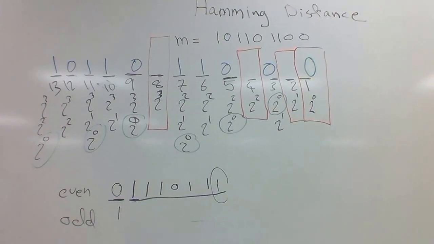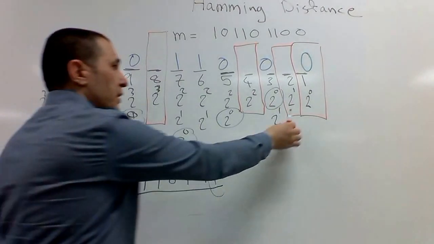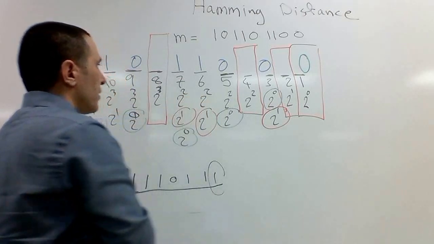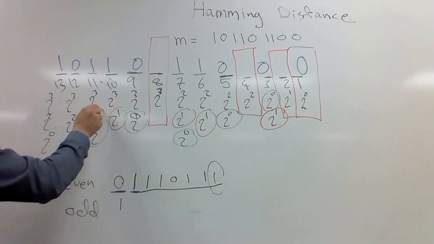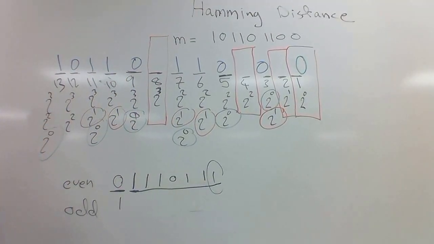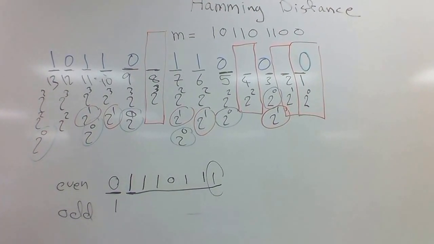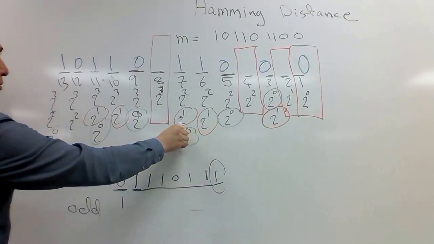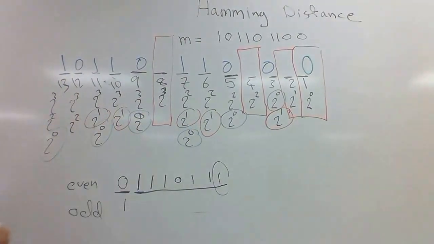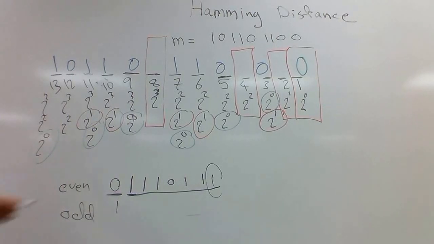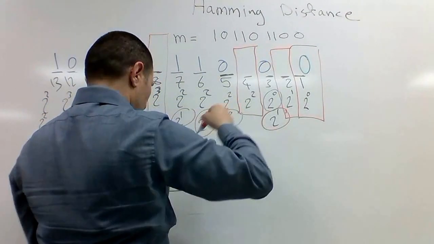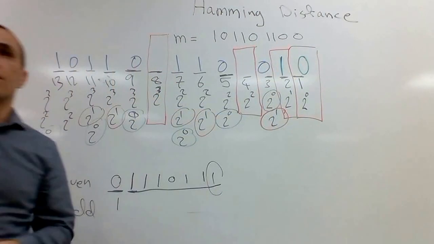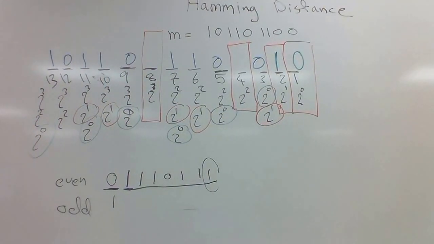Now 2 to the power 1. The next one, I pick every number that has a 2 to the power 1. Just those. 0, 1, 2, 3, 4. I have 4 ones and I'm using odd, so I'll add a 1 to make it 5, to make it odd.